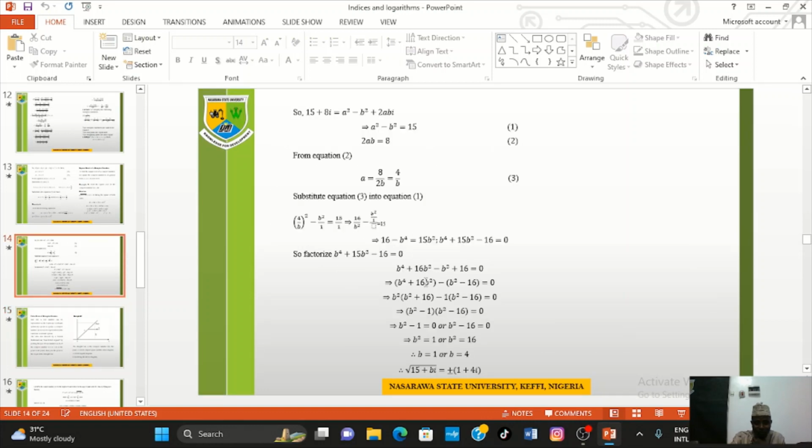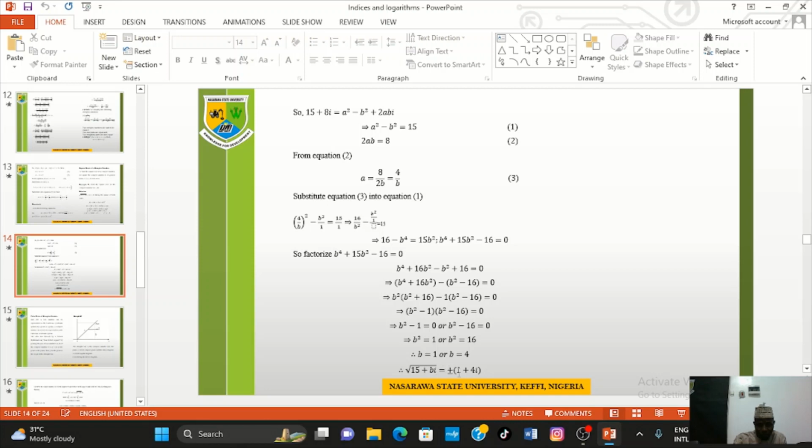So at this very point, we now have it to be B raised to the power of 4 plus 16 raised to the power of 2, and that will be equal to 16. That is, we transform this 16 to the left hand side and equate it to 0. So this will give us the nature of the quadratic. So you will now factorize this: B raised to the power of 4 plus 15B raised to the power of 2 minus 16 equals 0. So at the end of the day, we have our result to be as this.